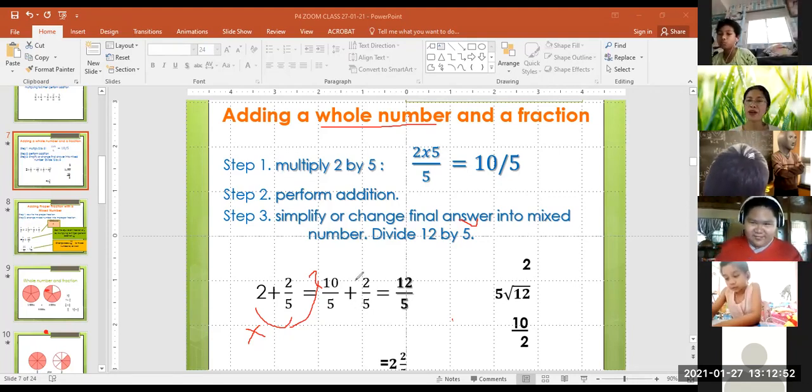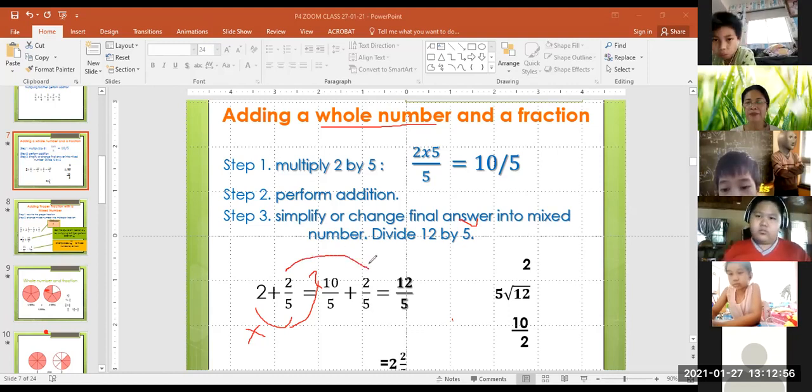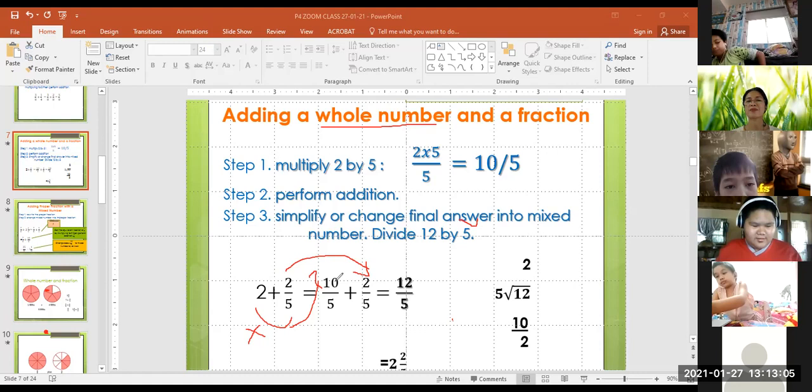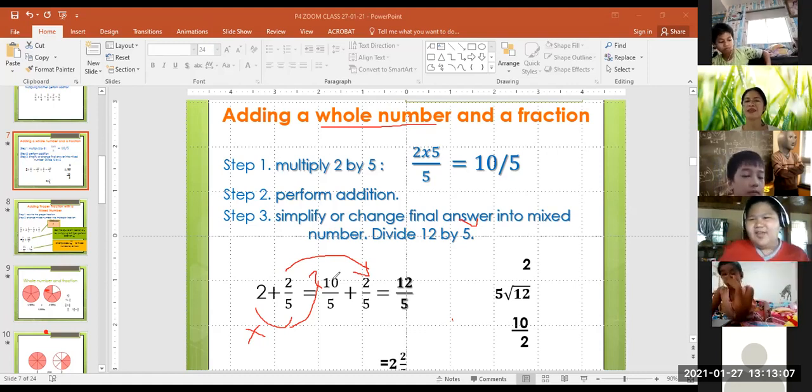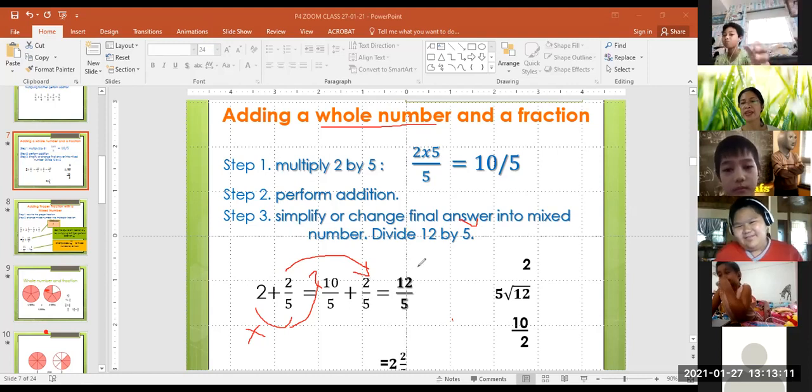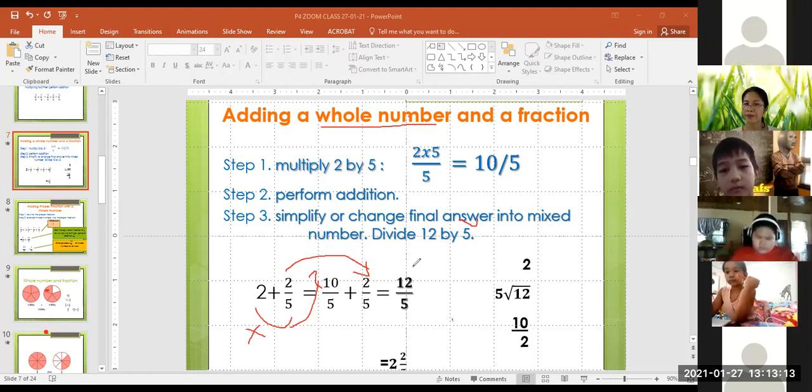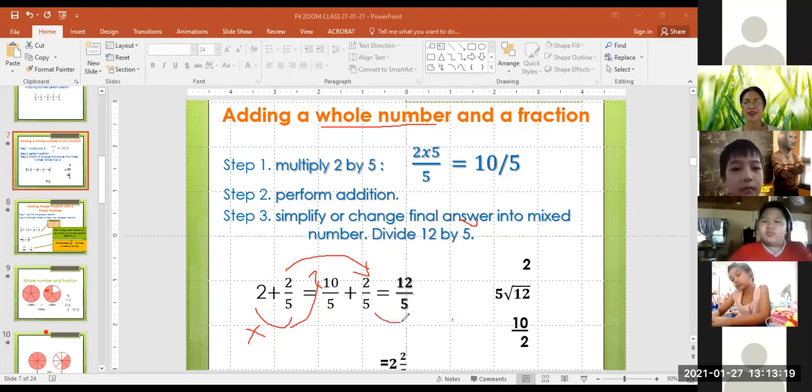And then you are going to copy. You will write the 2/5 there. Now, it's time for you to perform the addition. Step 2, 10/5 plus 2/5. So you get 12. And you don't add the denominator, right? You are just going to copy the denominator there.